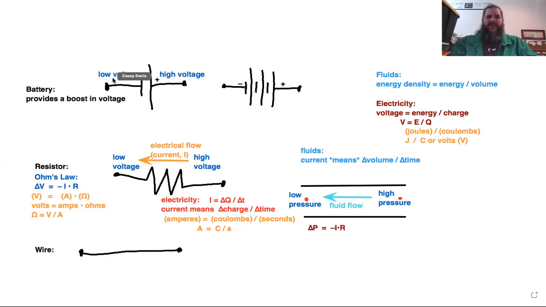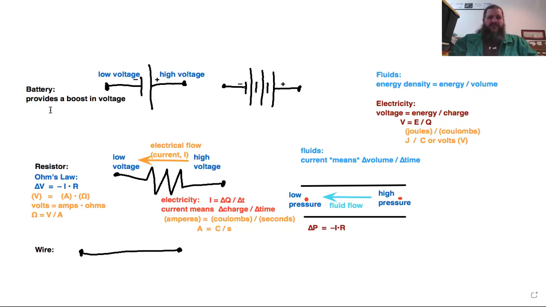Whereas the battery provides also a voltage difference, but that voltage difference doesn't care how much current there is. Much like a pump provides a constant boost in pressure, the battery provides a constant boost in voltage. So we would typically write that as delta V equals plus some constant, usually written as epsilon. This is just saying the battery provides a constant boost in voltage. That boost in voltage is sometimes called the electromotive force, or EMF. Though it's not really a force, it's much more like a pressure, but it's called the electromotive force in the sense that it's what's pushing on the current, what's pushing on the charges.